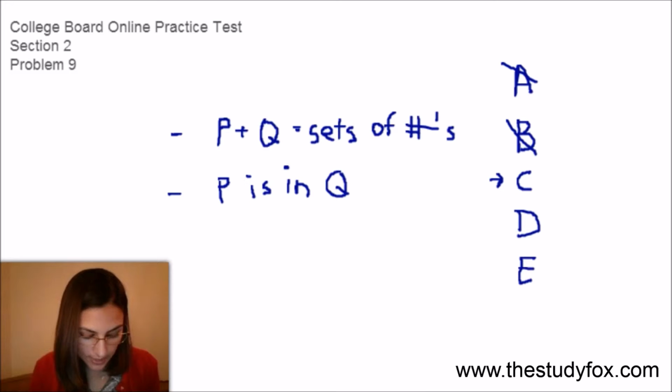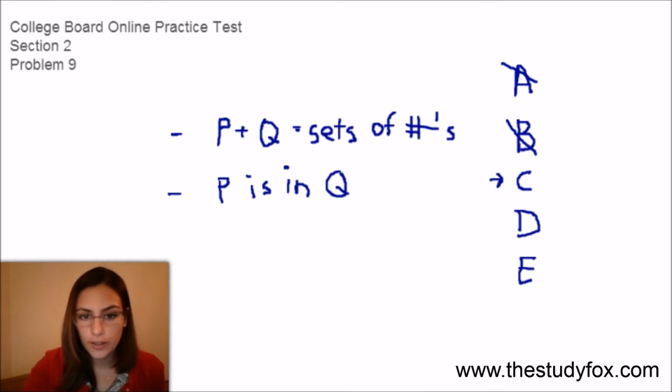Okay, D says 7 is in Q but not in P. So if it's in Q, it doesn't have to be in P. The rule doesn't say that. The rule only says that if the number is in P, it has to be in Q. So D can be true, so we're crossing it out.